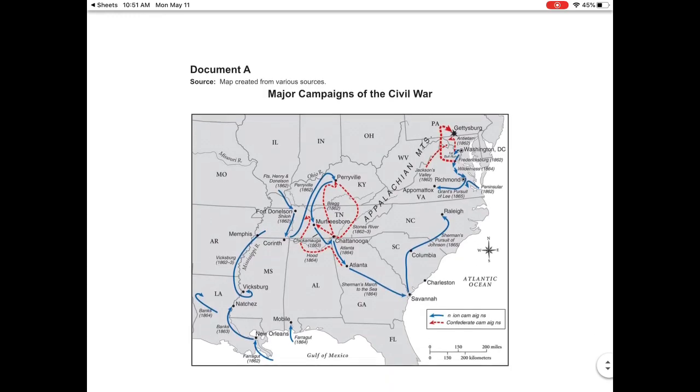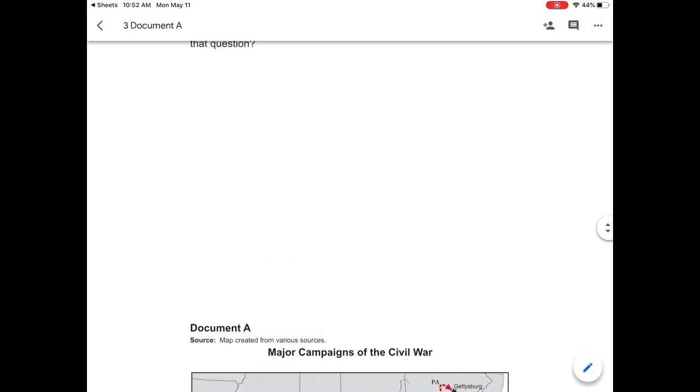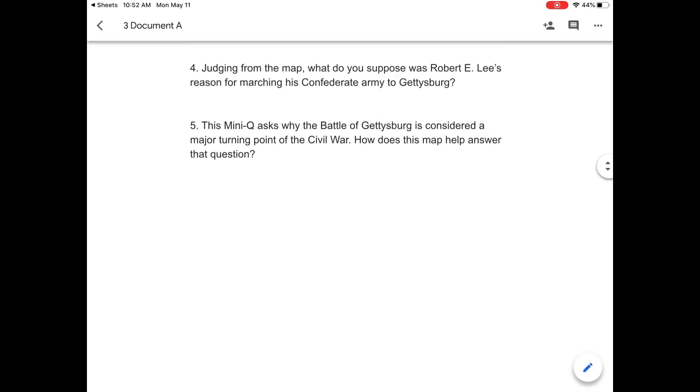How does the map help answer that question? I would say that the map helps answer that question by saying the South, for a second time, went into the North and was defeated. They were defeated at the Battle of Antietam Creek about a year before that, and then they went north again and were defeated at Gettysburg. So both times they tried to go into the North, they were defeated. And that is how it helps answer that question, because it turned back another Southern assault onto the North.